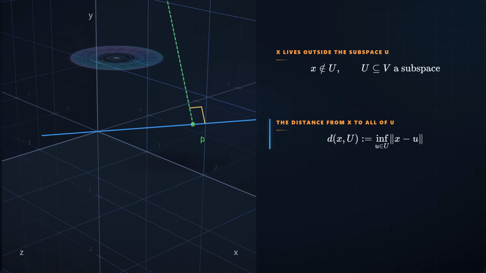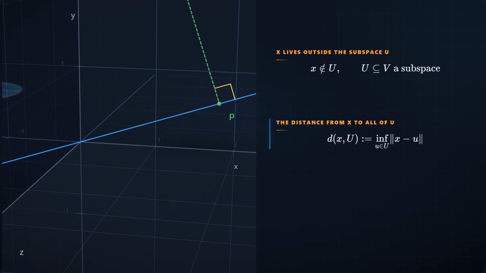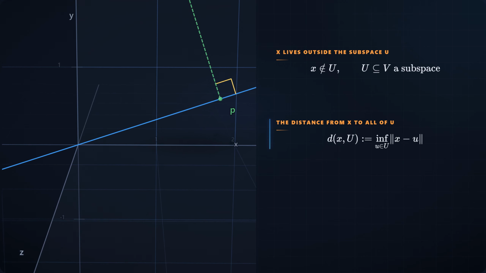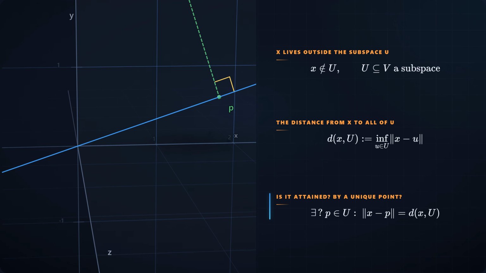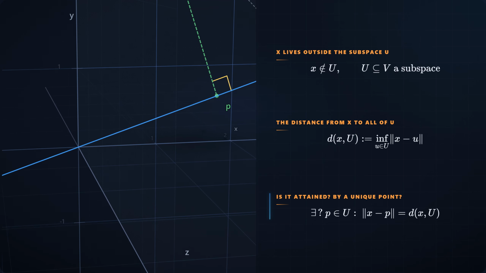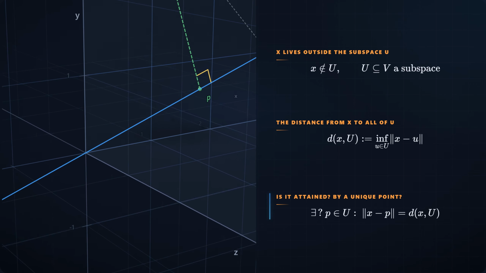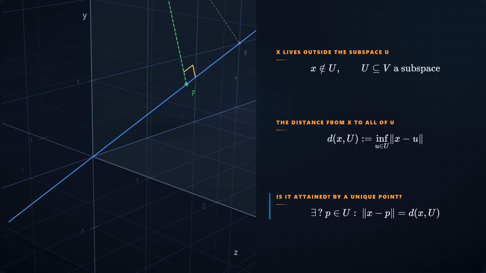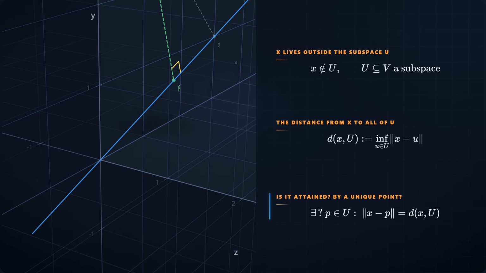Sharp objection, and in full generality you're right. For a weird set, the closest point can fail to exist. But for a finite-dimensional subspace, it always exists. That point is called the best approximation of X in U, and it's the foot of the perpendicular, the green point P. So P is the shadow of X on U, and any other point Q on the line, the helper point, is farther away. That's the claim we have to earn.